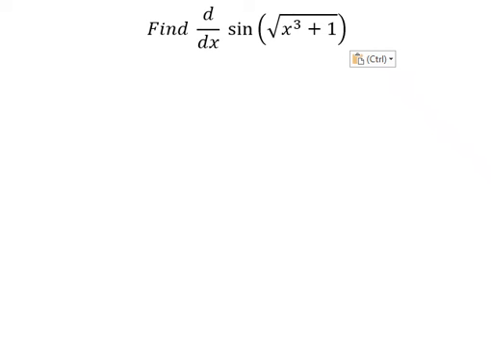Hello everybody. So today I will talk about calculus. The topic today is about first derivative. So now I will show you how to answer.